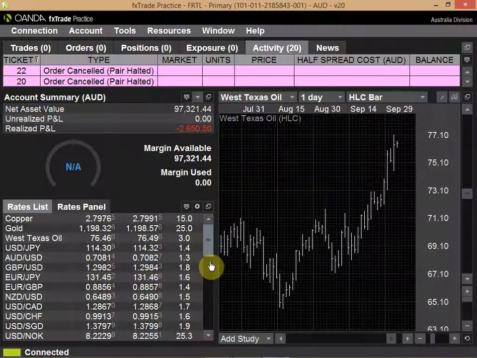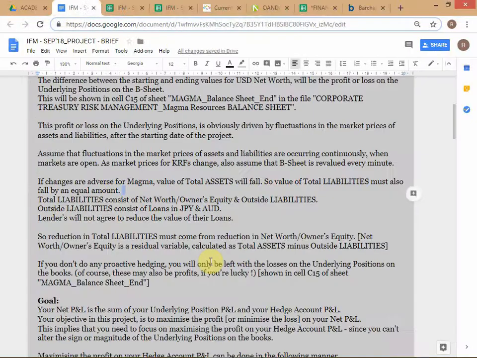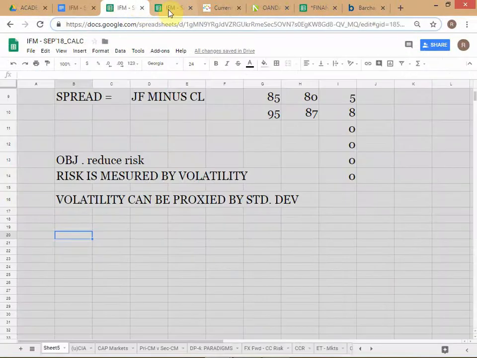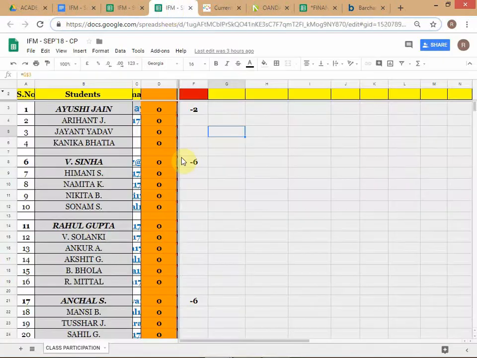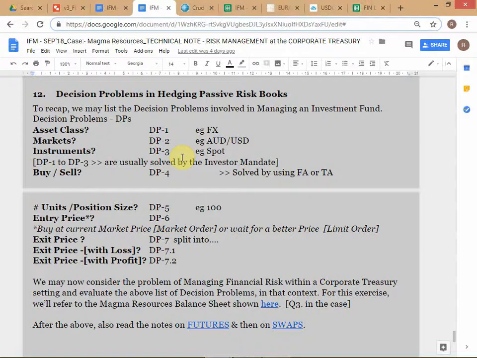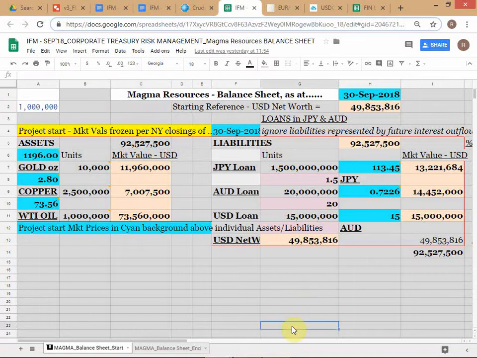Let's spend a little bit of time on the balance sheet, so that you know the position that you have. What is the underlying position now for this company? Go back to the balance sheet. Is anyone having any problems with this case? Understanding this case? You are able to understand clearly?